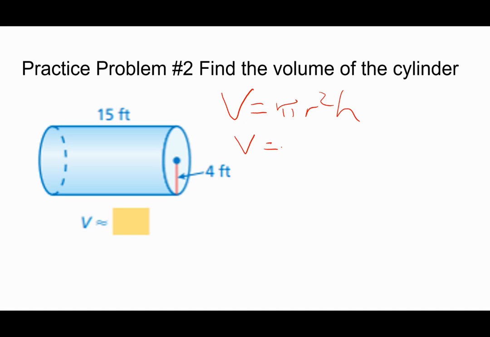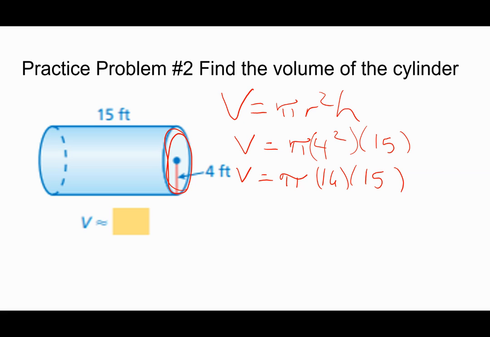So the volume equals pi, and then the base right here, it's laying down. So this is still our base, and our radius is 4 squared, and our height is 15. So V equals pi times 16 times 15. So 16 times 15 times pi equals 753.98.